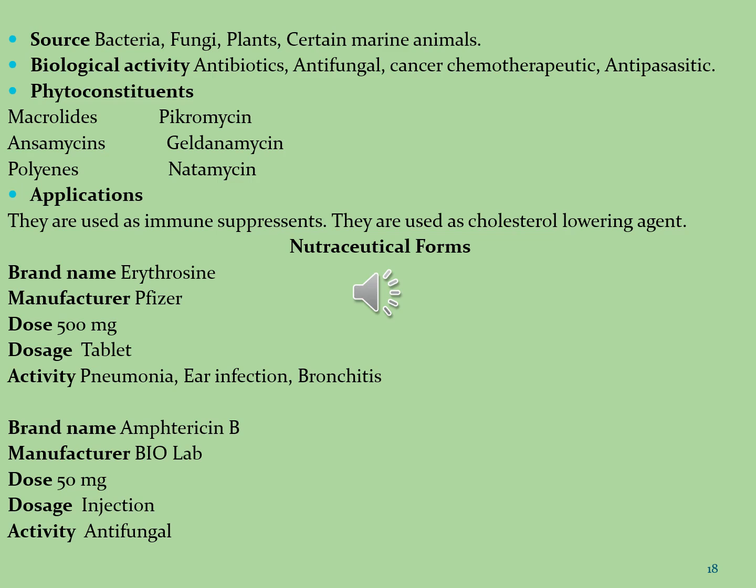Now we discuss some important pharmaceutical brands which have been launched on the basis of phytoconstituents that fall in the category of polyketides. The name of the first brand is Erythrocin. It is manufactured by Pfizer Nutraceuticals and we take its dose 500 mg per day. This brand is formulated in tablet dosage form and it is used in pneumonia, ear infections, and bronchitis. The next molecule is amphotericin B, which is manufactured by BioLaboratory Nutraceuticals, and we take its dose 50 mg per day. It is formulated in injection dosage form and it works as an antifungal agent.